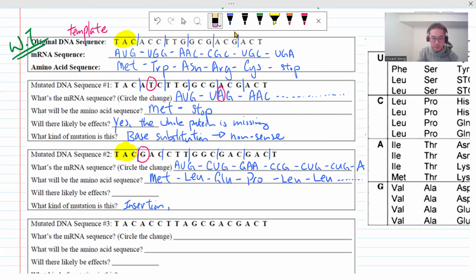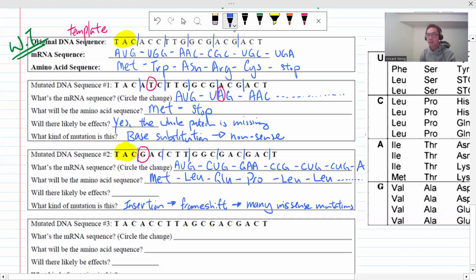Well, the insertion of the G actually led to a frame shift, which then results in many missense mutations. Missense just means it's a mistake, right? It's wrong. In fact, everything after where the G was inserted is wrong. All of them are wrong.